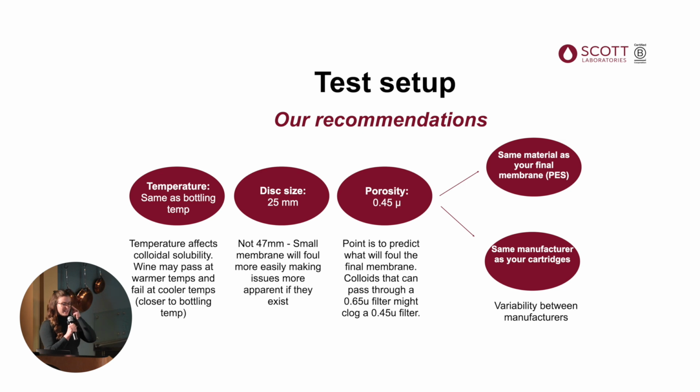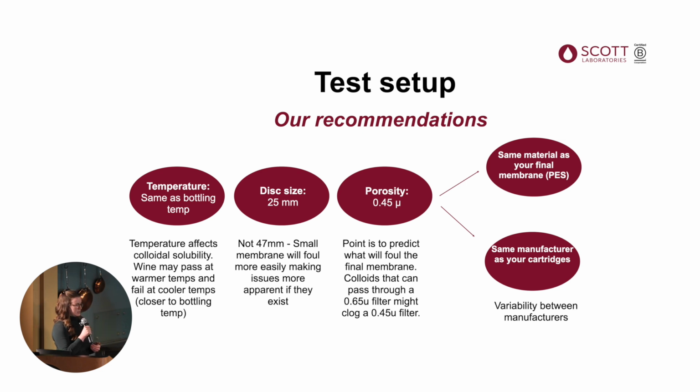Okay, so in addition to porosity, these two points relate to that. For your test setup, you want to be using the same material as your final membrane. Some tests, when they call for doing that 0.65, will use cellulose acetate, which is that depth media, which is typically what a pre-filter is. We recommend using PES, which is the same material as your final membrane.